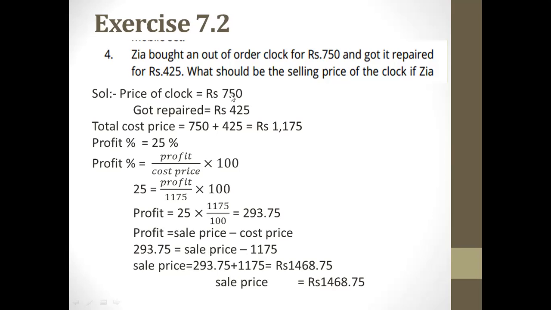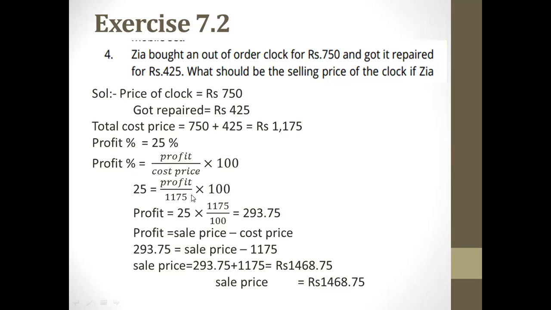Look, price of the clock is rupees 750, got it repaired for 425. So the total cost price will be what? The price and the repairing price, 1175. Profit he wants to earn is 25%. This is already given in the question. So the profit percent formula, you know that profit percent is equal to profit divided by cost price multiplied by 100%. The percent cancels from both sides. Profit percent is 25. Profit is not given, we are going to find it, and cost price is 1175 rupees, multiplied by 100.